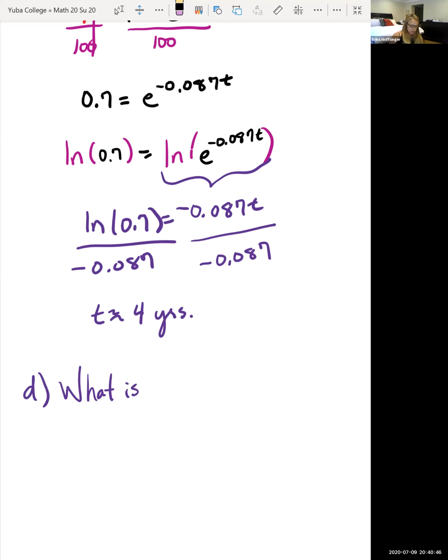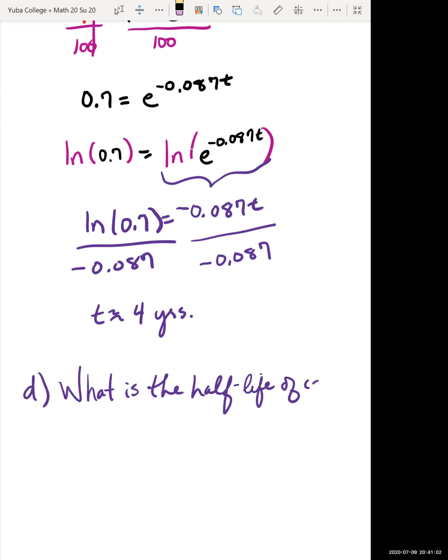And the last question for this one is, what is the half-life of iodine 131? Wait, 4 years or 4 days? Oh, thank you. Days. We're in terms of days.